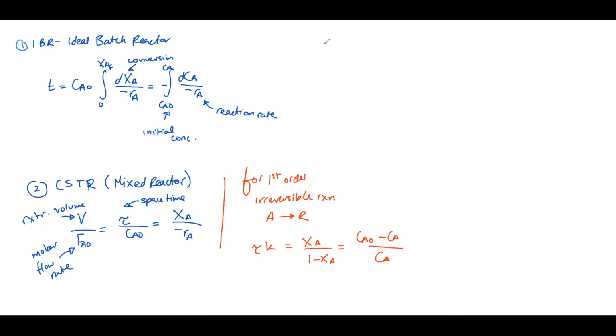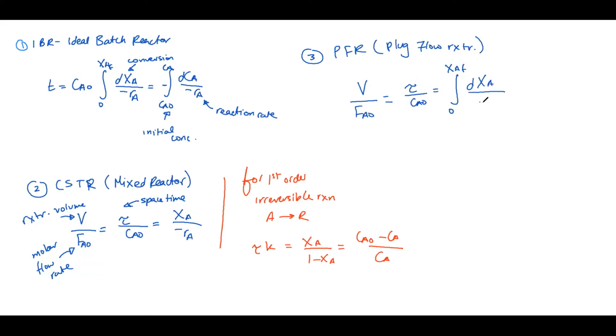All right, so the third type of reactor we talked about after the ideal batch reactor and the CSTR was the plug flow reactor. So third type of reactor was a PFR, and this is your plug flow reactor, right? And the performance equation for a plug flow reactor, we said V over FA0 is equal to tau over CA0 is equal to integral from 0 to XAF of dXA over minus RA.